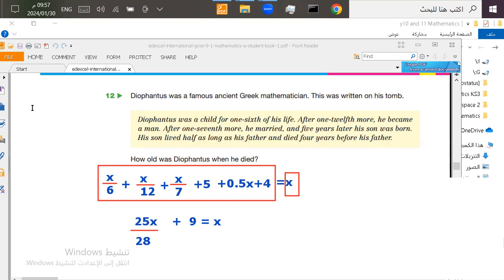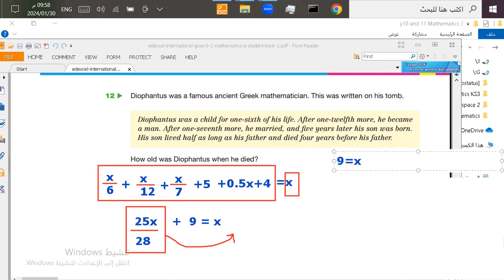Now after doing this, I'm gonna take this whole part to the other side and I'm gonna change the sign. It's gonna be negative. Okay. It's gonna be negative 25 over 28. So 9 equals, I'm gonna do it like this. 9 equals x minus 25x over 28, like this, as a fraction. Okay. Now this x here is 1. We can say 1 minus 25 over 28.